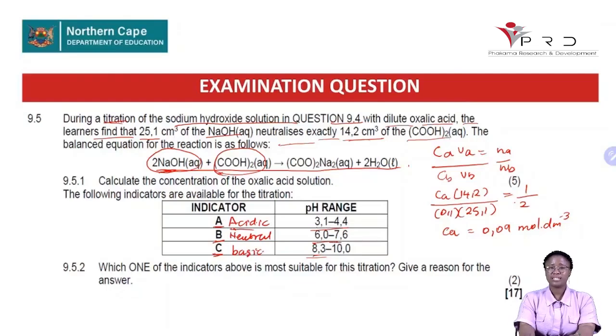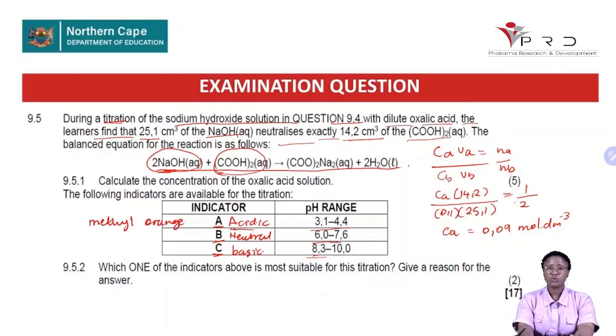How do we get an acidic solution? We are normally going to react a strong acid with a weak base. And when we react a strong acid with a weak base, we are going to get an acidic solution. And the type of indicator that we are going to use is methyl orange. Methyl orange. Okay, that is for an acidic solution.